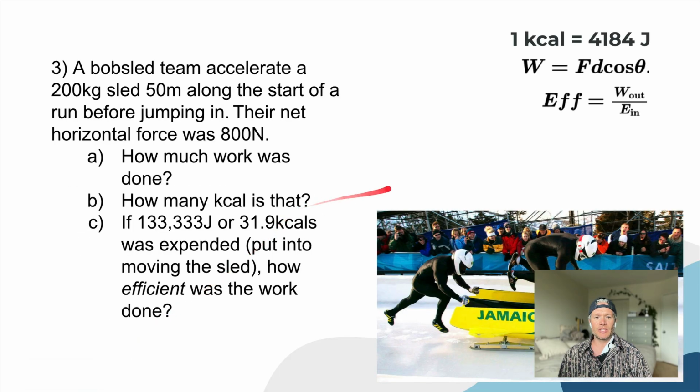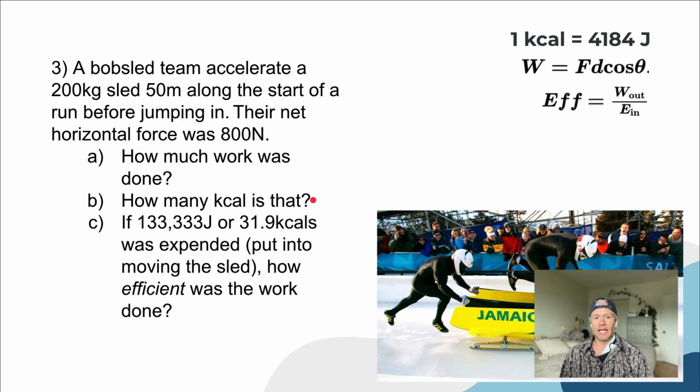Okay. Next question, 3. Again, I'll give you a couple moments to pause and work through this. A couple of different ways that you could work through this question. More or less for the first one, we get to plug and play for how much work was done. If you note here, because the bobsled is working on a horizontal plane, all of the force produced is happening horizontally. We don't need to worry about what theta is for that particular scenario. So we can just take our force, which is 800 newtons, and multiply that by our distance, being 50 meters, and we'll get our work there.